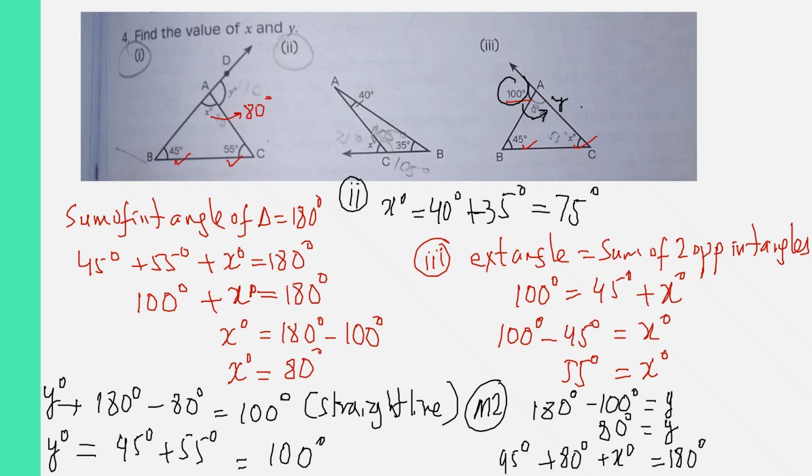Now when you add 45 and 80, you will get 125, right? x degrees plus 125 degrees is equal to 180 degrees. Now for x degrees, you will subtract 125 from 180, right? Now when you subtract it, you will again get 55 degrees. This is also one method you can use here. So both of the methods are correct. Whichever you use can work.